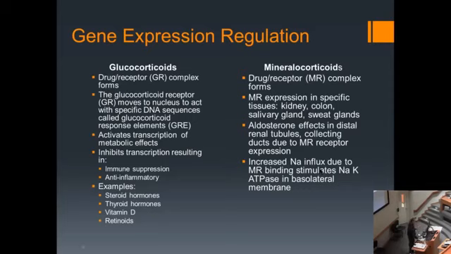And so we know that we see an increased sodium influx due to this MR binding, which is going to actually stimulate that sodium-potassium ATPase pump on the basolateral membrane. Okay, and so, mechanistically, how do these drugs work? They're going to alter gene transcription. Okay, and depending on what gene you're looking at, and they alter a lot of them, you can produce a stimulatory or an inhibitory effect. Okay?